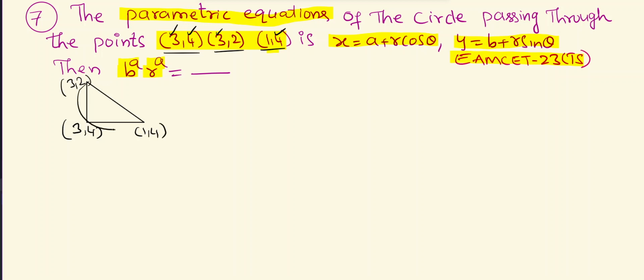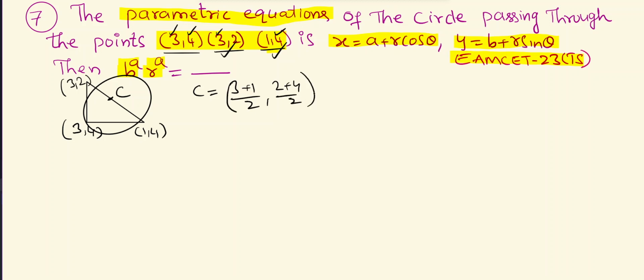The center of the circle is the midpoint of the hypotenuse. So center is the midpoint of (3, 2) and (1, 4), that is ((3 + 1)/2, (2 + 4)/2). 4 by 2 is 2, and 6 by 2 is 3. So (2, 3) is the center of the circle.